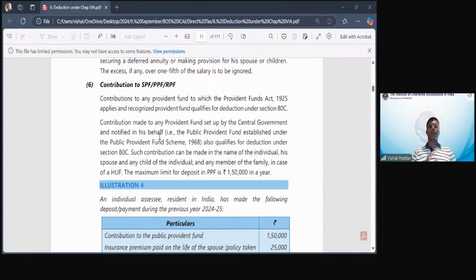We get deduction for the employer's contribution only in two cases. One is 80CCD bracket 2 and the other is 80CCH. We will see those sections today.